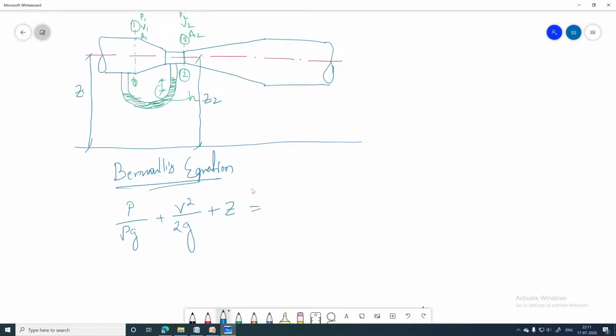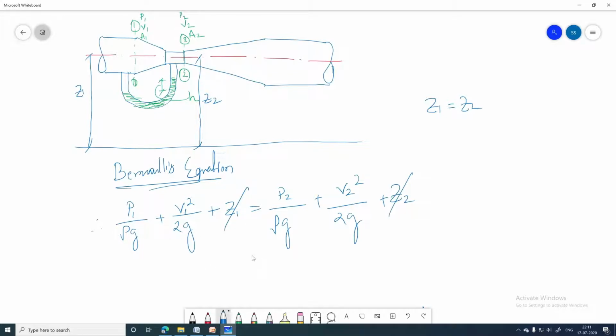According to this equation, the energy per unit mass of a flowing fluid is constant. So applying this, P1 by rho g plus V1 square by 2g plus Z1 equals P2 by rho g plus V2 square by 2g plus Z2. So it will be satisfied, right? Now in our case Z1 equals Z2, so we can cancel this part, that means Z1 and Z2.